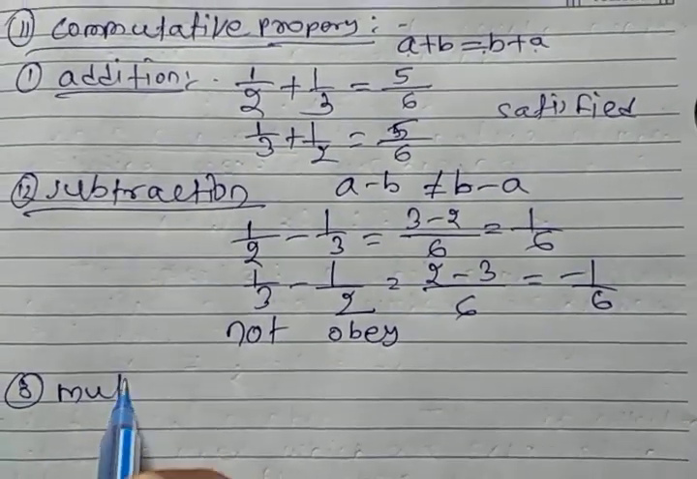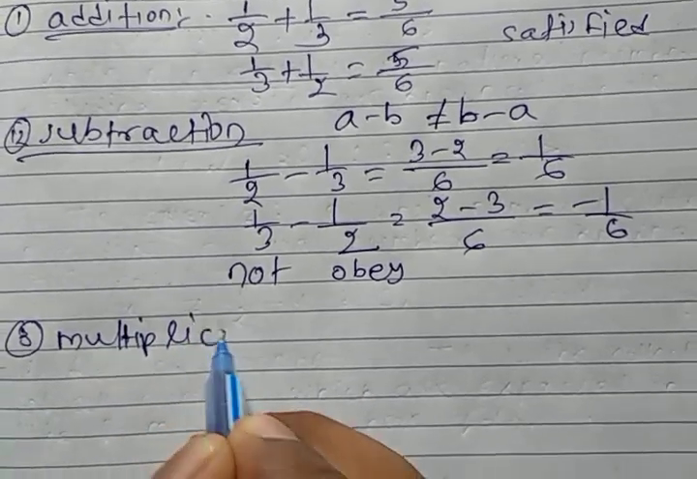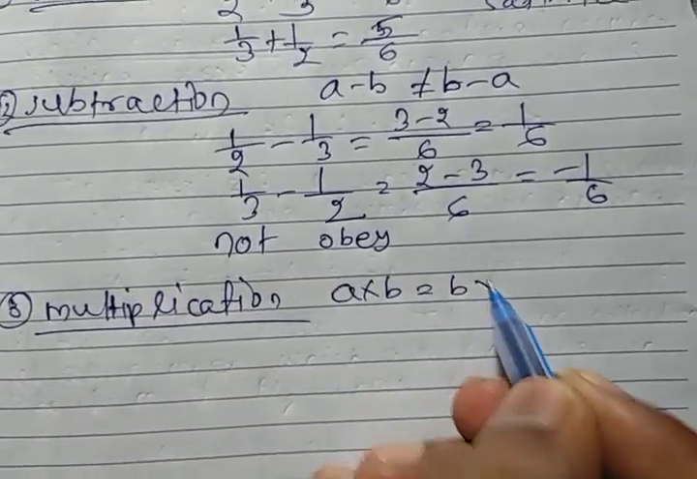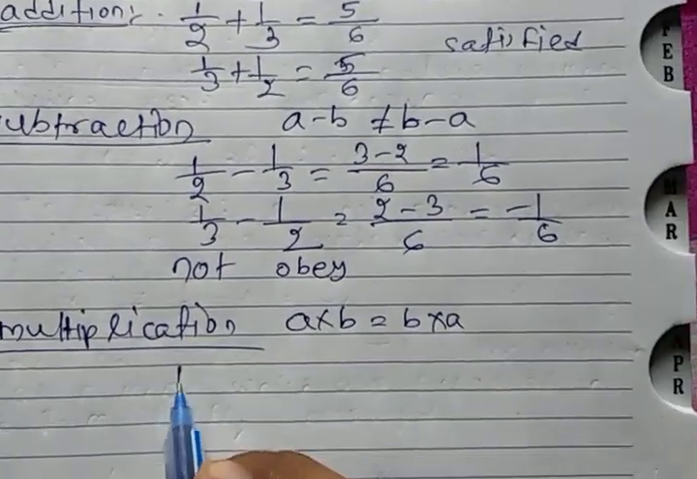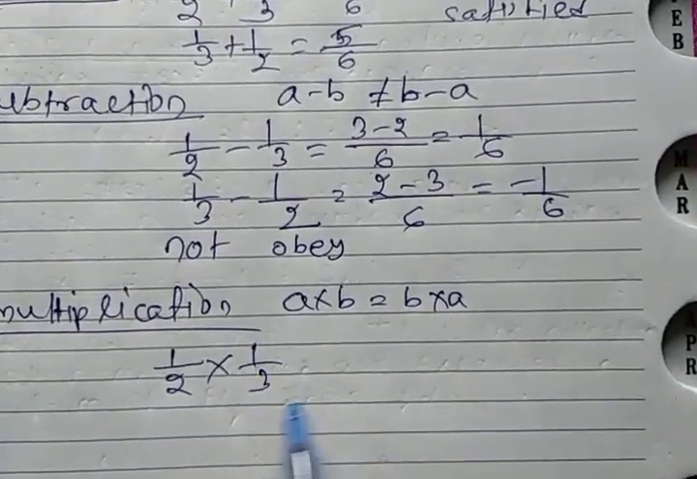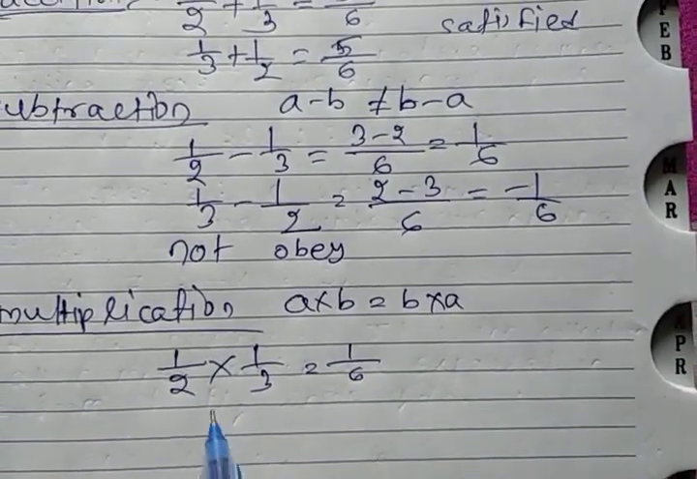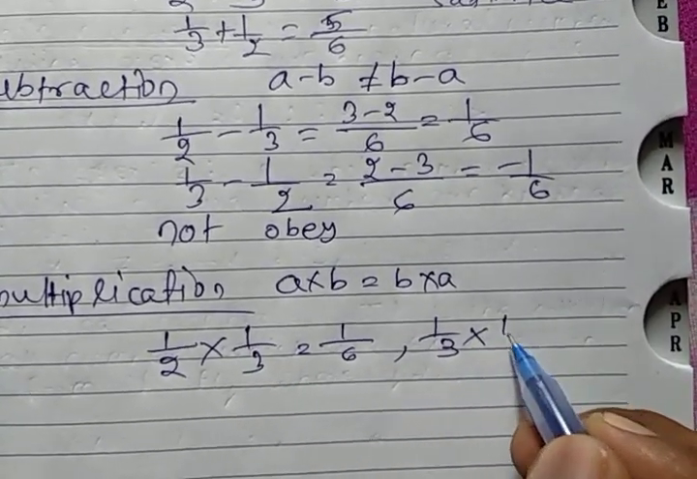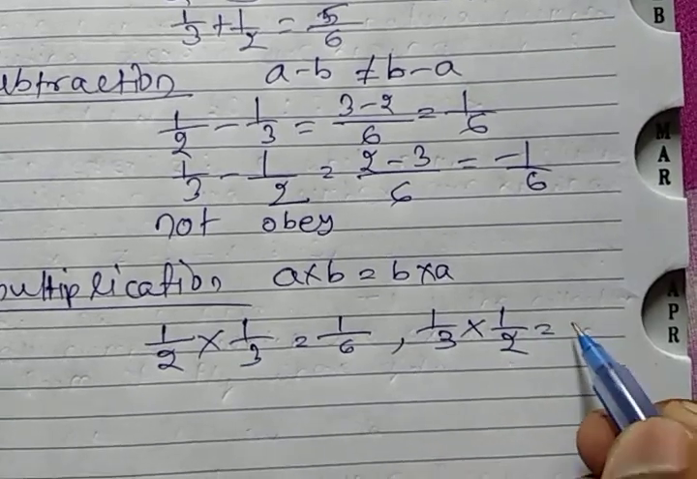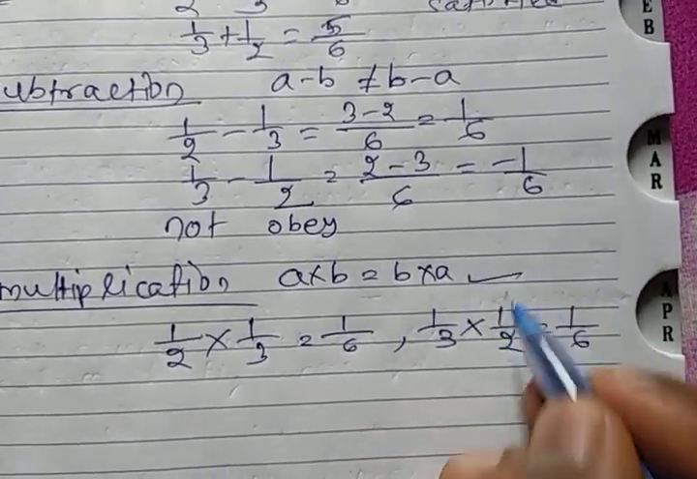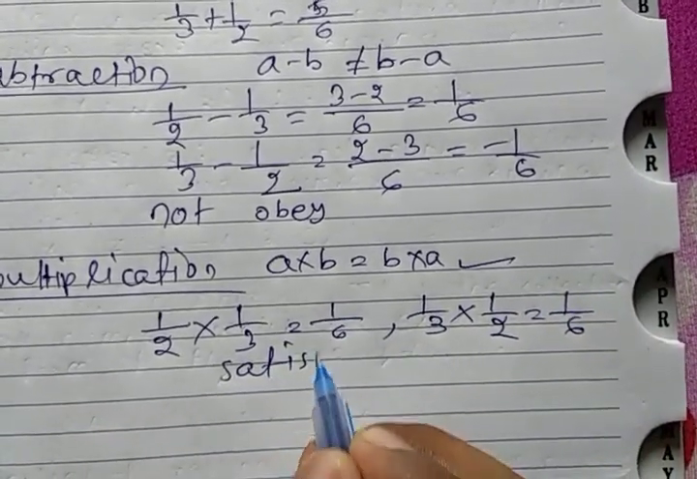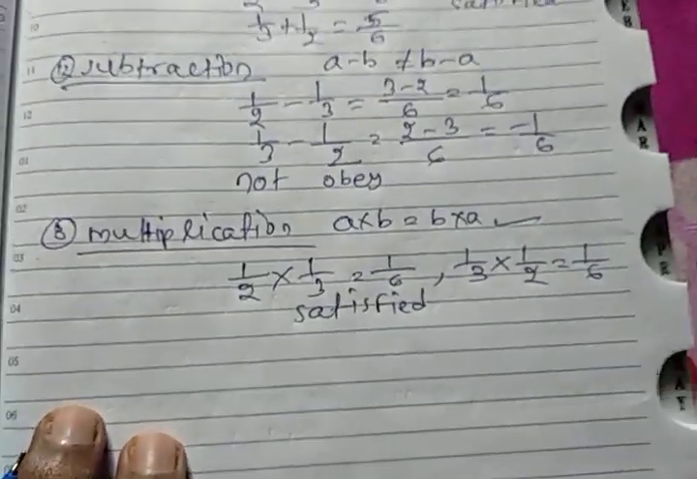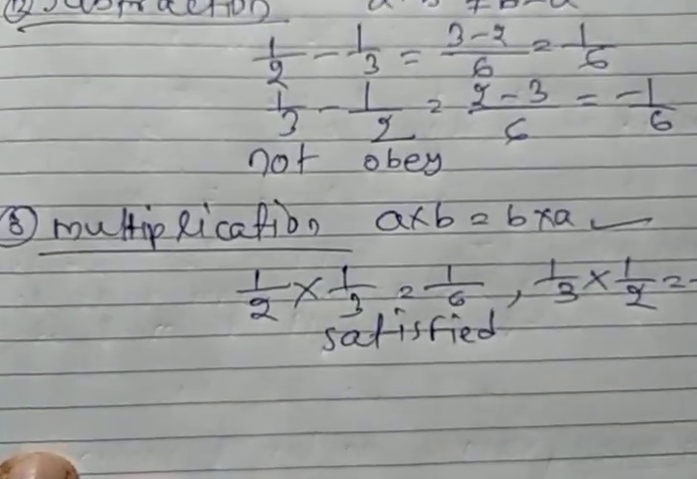Multiplication. A into B equals B into A. When you multiply these two numbers, it equals 1 by 6. Also changing the position, 1 by 3 into 1 by 2 is 1 by 6, the same, so it is satisfied. So rational numbers satisfy the commutative property for multiplication.